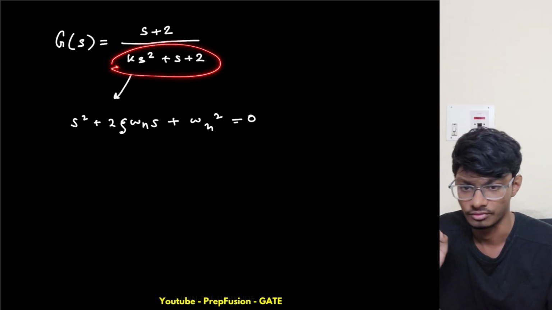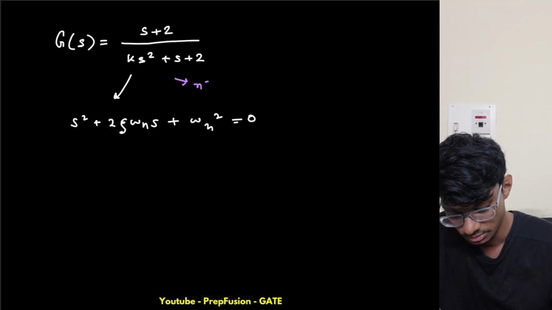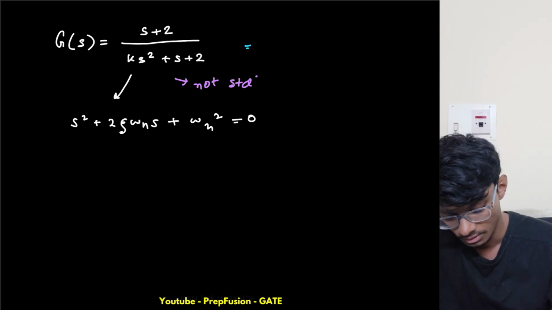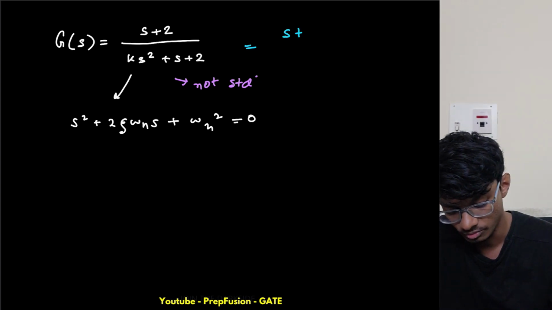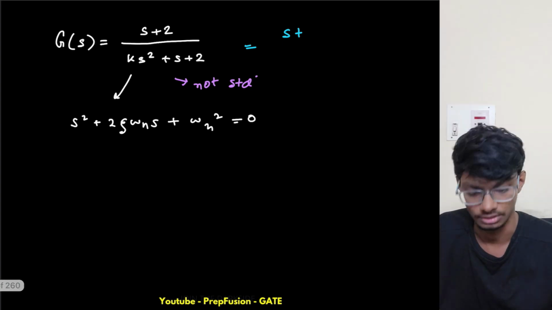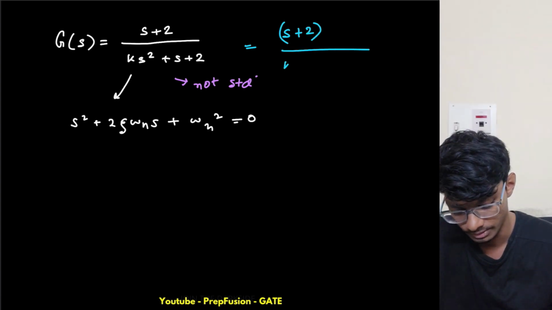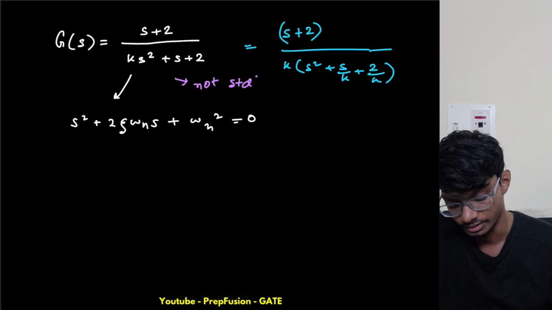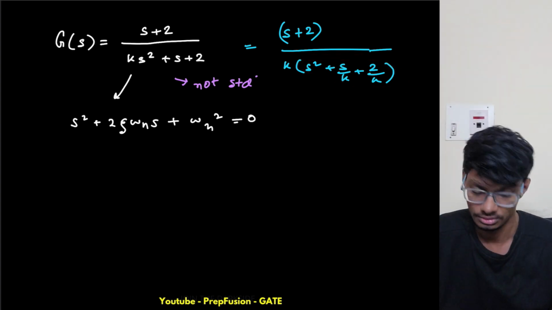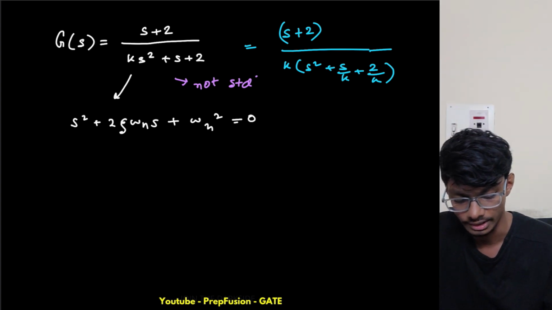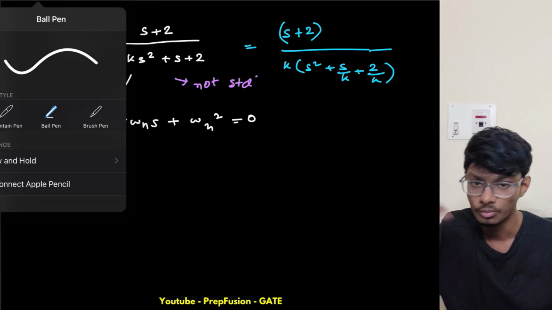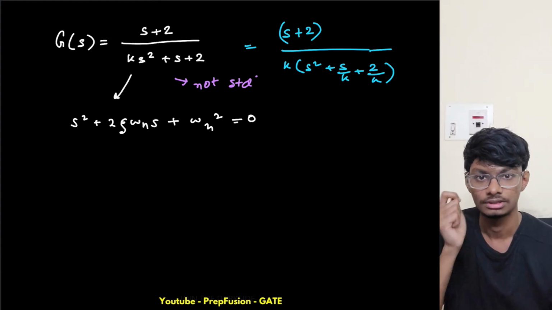But here this is not in standard form, so I will convert this. I will take K as common to make the coefficient of s square equal to 1. So s square plus s by K plus 2 by K, and I have K here. Now this is the standard format. So here I can compare my omega n and this constant term. The numerator doesn't matter; I am only interested in the denominator.